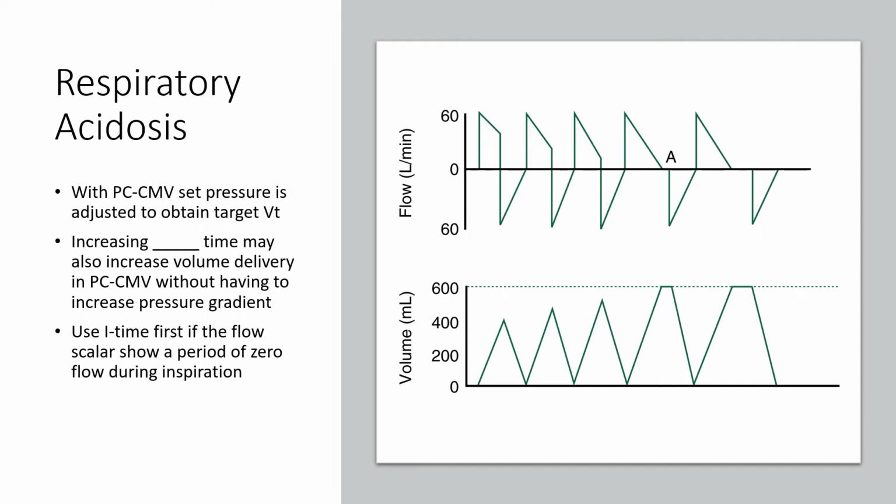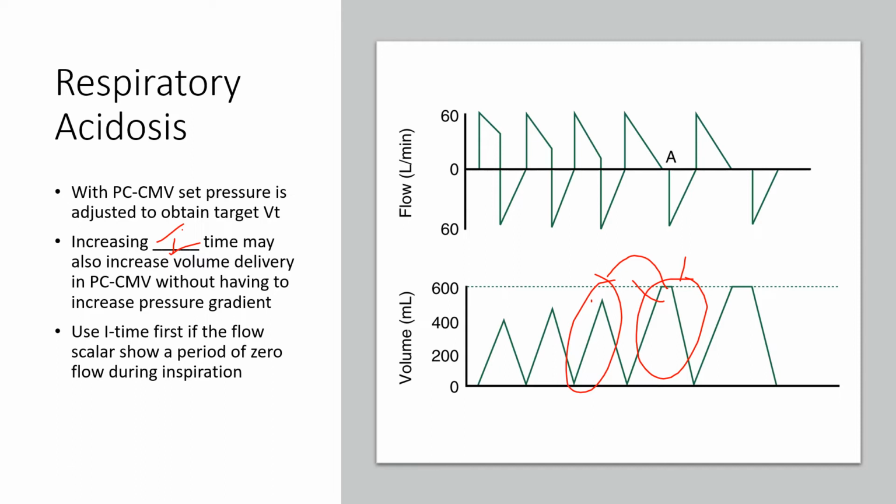So we can always increase the I time, right, the inspiratory time. We can always increase the I time to increase volume delivery as well without having to increase our pressure gradient. So if I make for a longer I time, this one compared to this one, then I have a bigger tidal volume, right? The bigger the I time in pressure control, the bigger the tidal volume. So I want to look at that and see if that's something that I can do as well besides increasing the pressure gradient. So I time is traditionally used first if the flow scalar shows a period of zero flow.